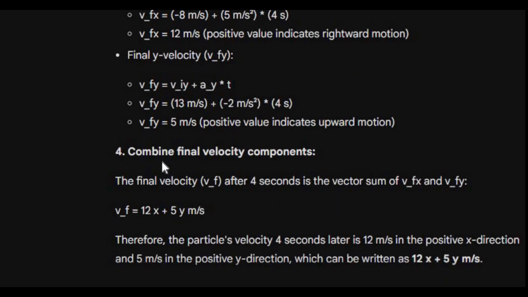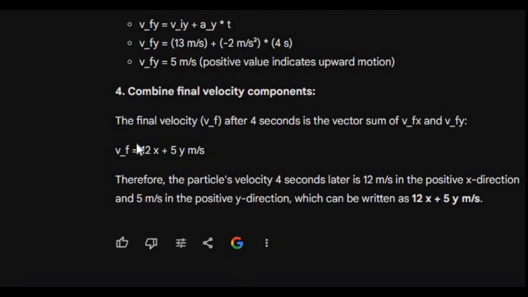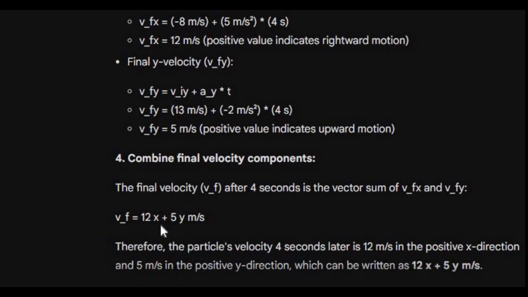4. Combine final velocity components. The final velocity, v_f, after 4 seconds is the vector sum of v_fx and v_fy. v_f equals 12x plus 5y meters per second. Therefore, the particle's velocity 4 seconds later is 12 meters per second in the positive x direction and 5 meters per second in the positive y direction, which can be written as 12x plus 5y meters per second.